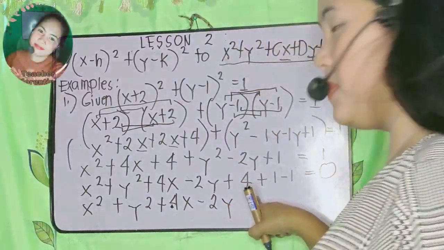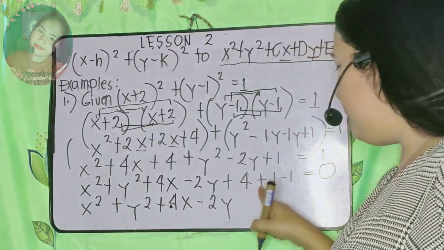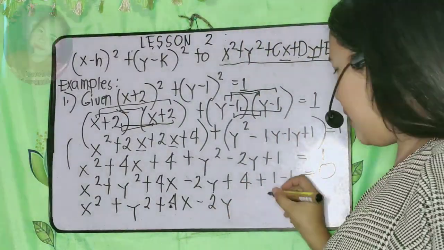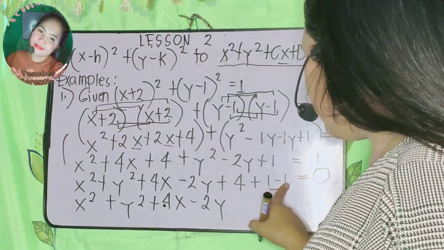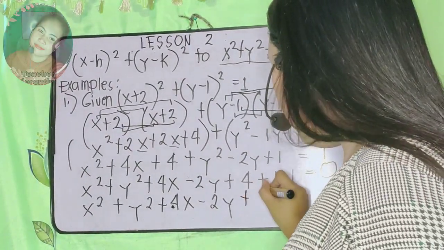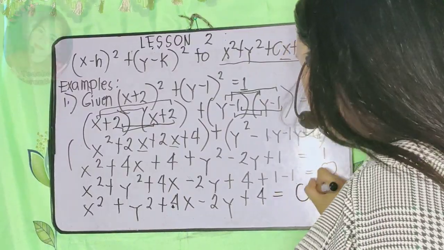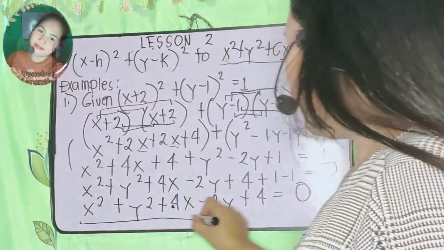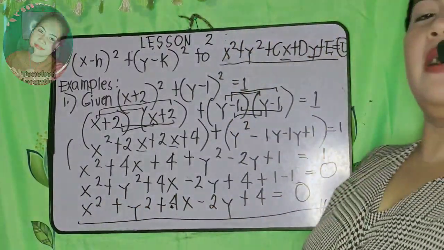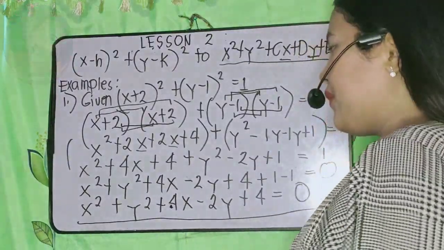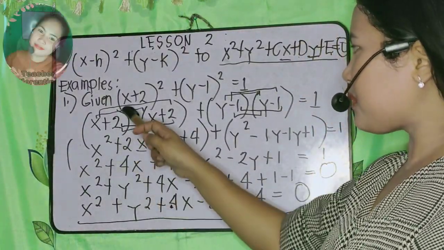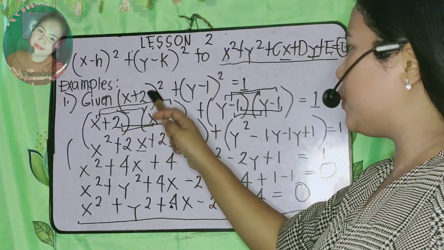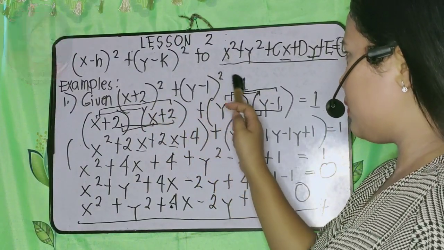And then, simplify. 4 plus 1 minus 1, that is 0 na. So, our answer is plus 4 equals 0. So, here is our final answer. Ayan po, medyo mahaba-haba talaga siya. Okay? So, our final answer is from (x plus 2) squared plus (y minus 1) squared equals 1.